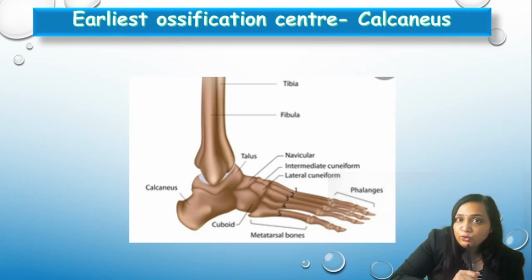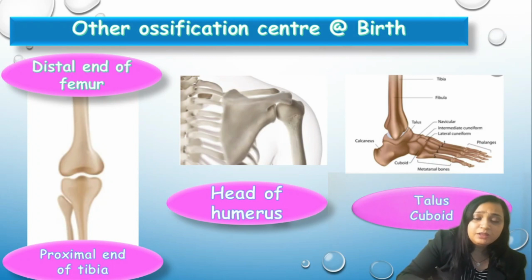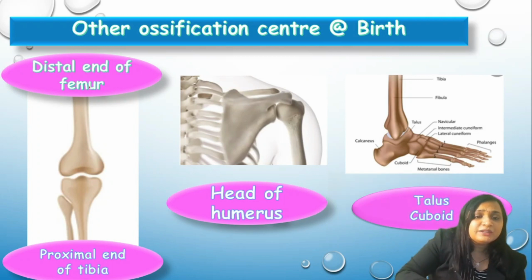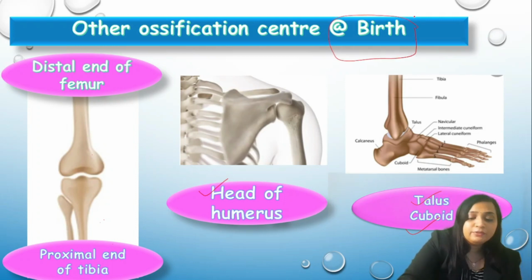There is one more clue here. The first bone to ossify is the femur, but the earliest ossification center will appear in which bone? Here, the calcaneus. What other ossification centers are present at the time of birth? Those are the distal end of the femur and the proximal end of the tibia. We have already seen that it could be the head of the humerus, and it can be the talus and cuboid. These centers are already present at the time of birth.